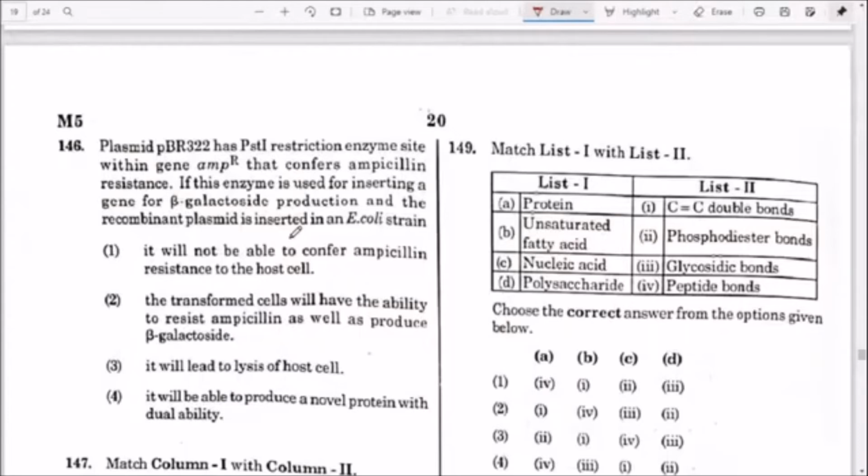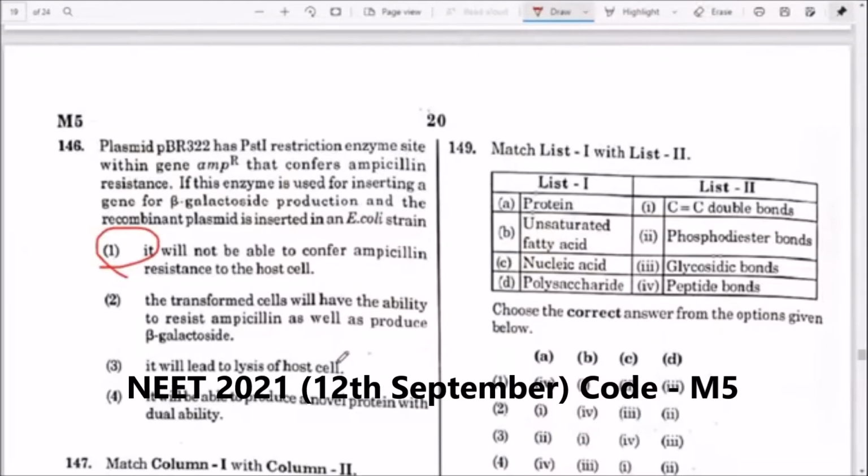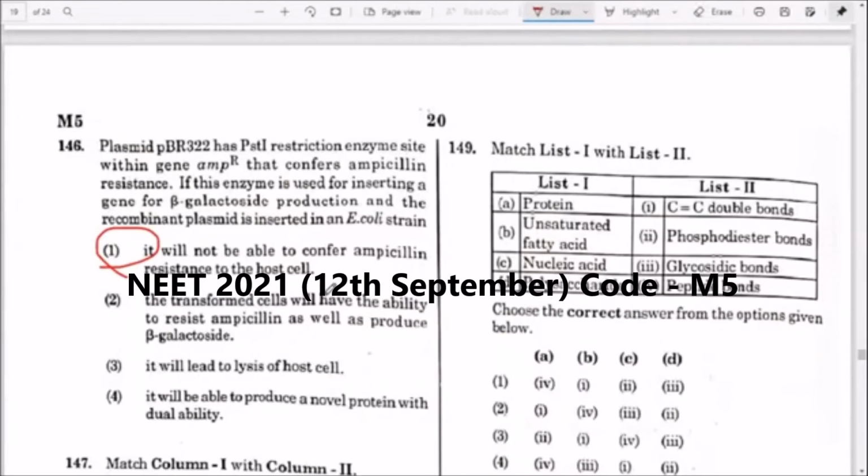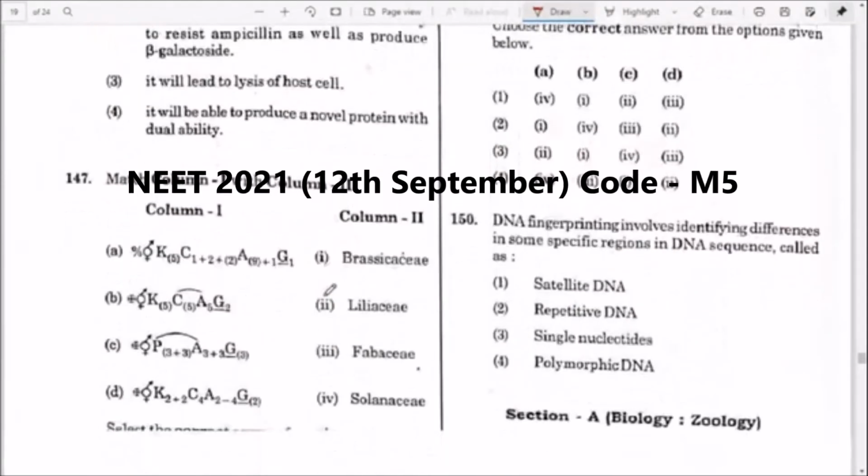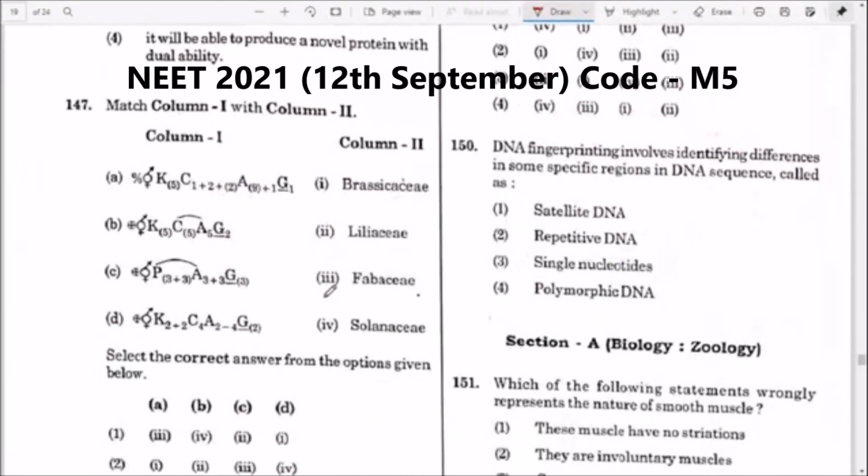If this enzyme is used for inserting a gene for beta-galactosidase production and the recombinant plasmid is inserted in an E. coli strain, it will not be able to confer ampicillin resistance to the host cell. Option number 1 is the correct option, students. Next, 147. Match column 1 with column 2.